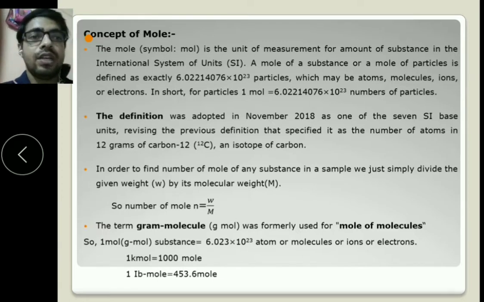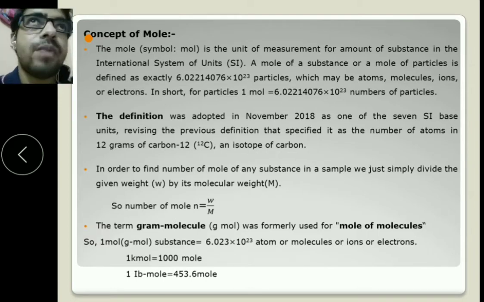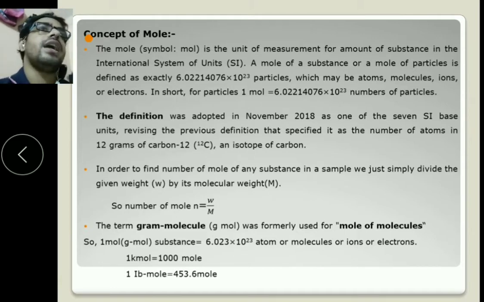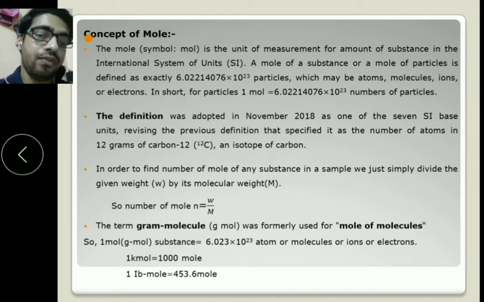In order to find the number of moles of any substance in a sample, we just divide the given weight by its molecular weight. Suppose we have 5 gram carbon dioxide, and we know the molecular weight of carbon dioxide is 44. So the number of moles of carbon dioxide in 5 grams is 5 by 44.